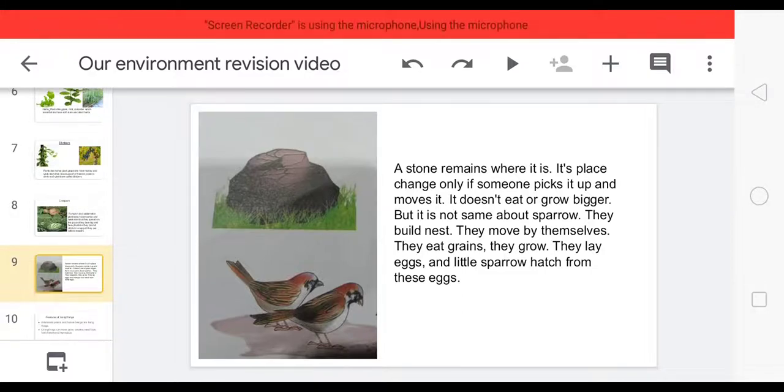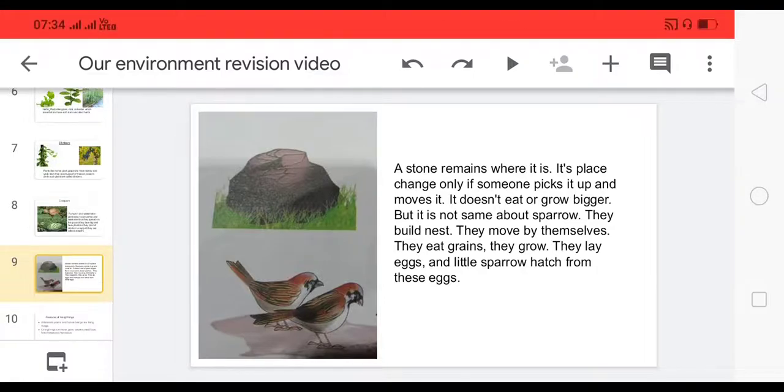hatch from these eggs. See, stone doesn't eat anything, but sparrow eats grains. Stone doesn't move by itself, but sparrows can move by themselves. Sparrows eat grains, that's why they grow and they lay eggs also. And from these eggs, little sparrows come out. So what is the difference between a sparrow and a stone? Sparrow is a living thing and stone is a non living thing.